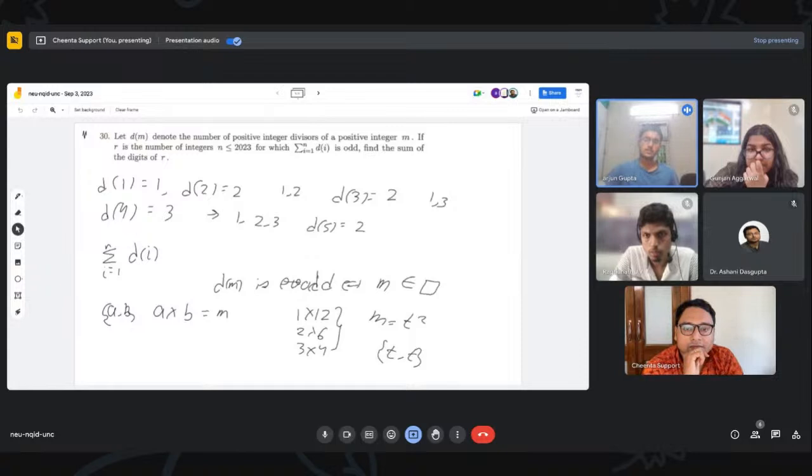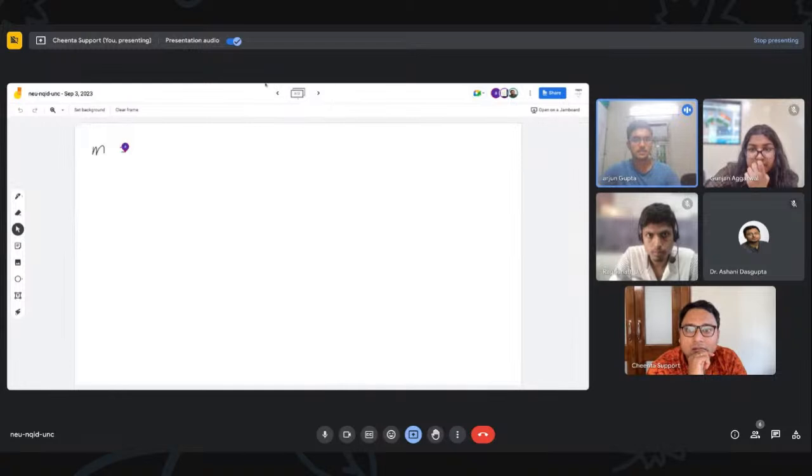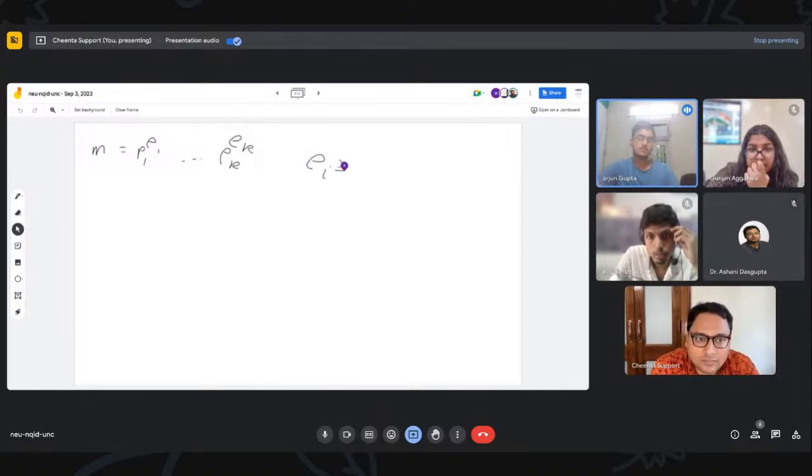Another way you can prove this is that you people might be knowing this. I'll go to the next Jamboard for clarity purpose. We know that if m is equal to this thing, where p1 to pk are distinct primes and the ei's are positive integers, or even non-negative, it doesn't matter, then it is a well-known formula that dm is equal to this thing.